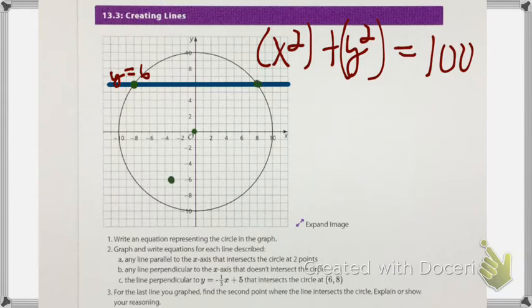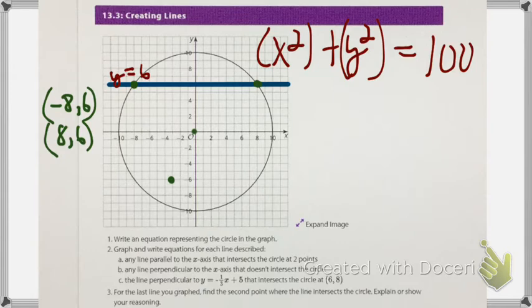So I can say that's what I think is going on. And it looks like it hits at the points. If I give it a point, it looks like it hits at (-8, 6) and (8, 6). Can I verify those?